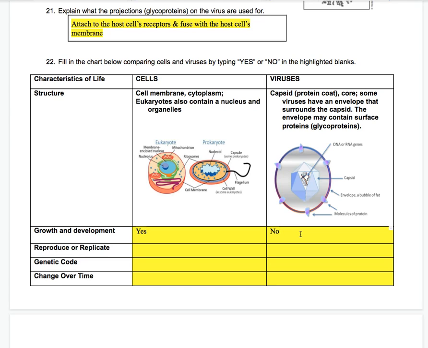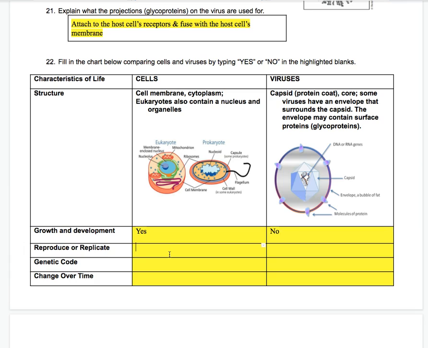Once a virus is made, that's it. It can't develop into anything else. It stays what it is. It doesn't grow into a larger virus. It doesn't develop into an adult form of a virus.